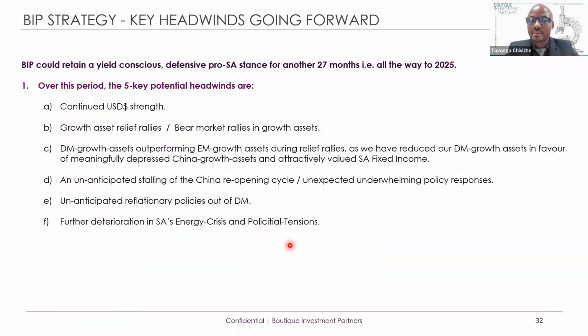So essentially, these are the many things that still need to play out. Although these things worry us, the truth is they actually almost vindicate or justify why we need to stay with a lot of defensive assets, all else equal.